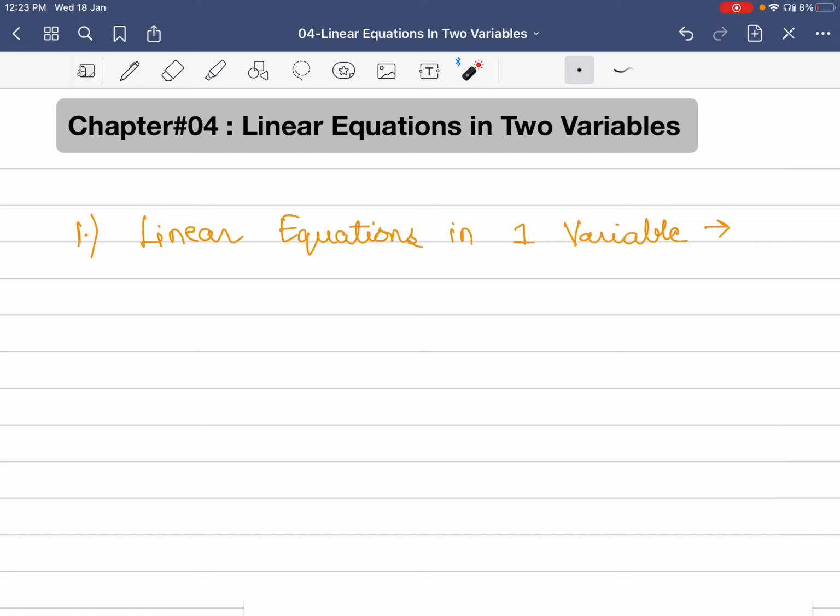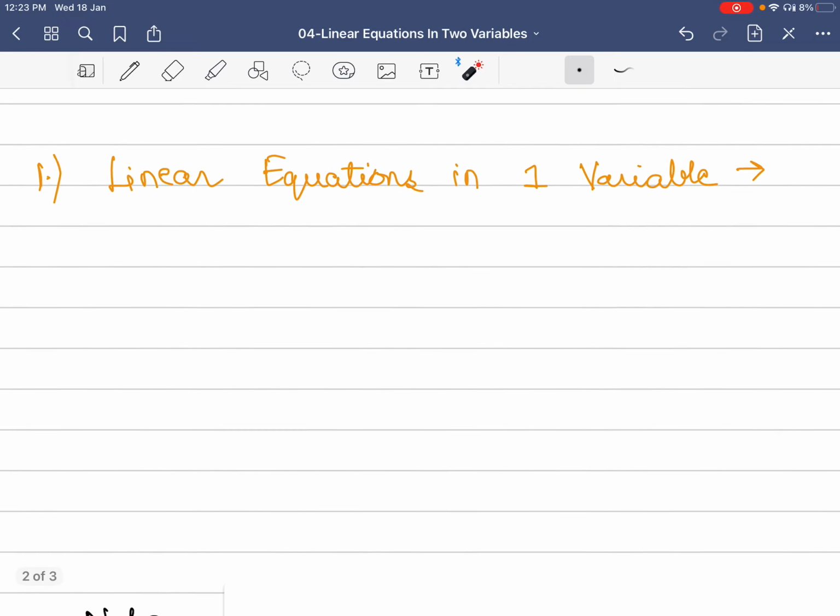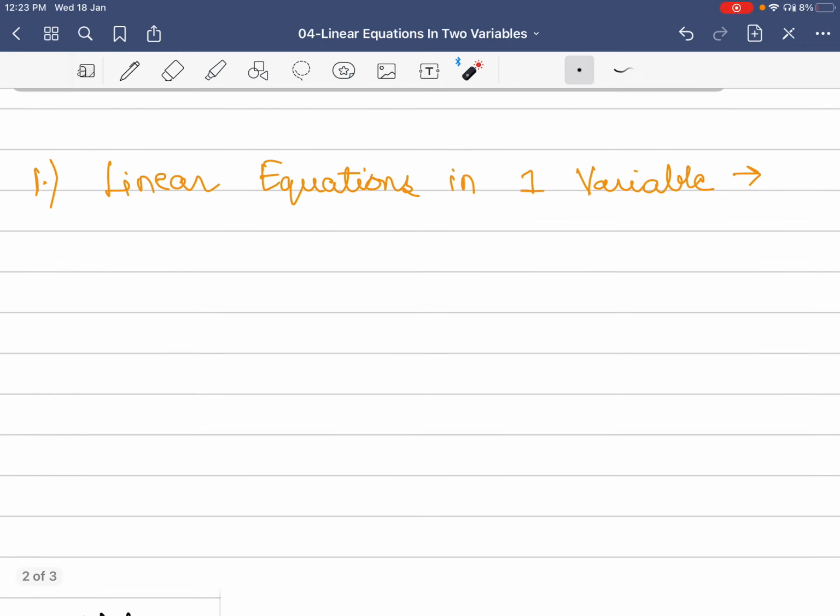So first, let's quickly see linear equations in one variable. We have seen linear equations in one variable in previous standard and how they are also useful in solving certain mathematical problems. So let's take a random example. Linear equations in one variable. Let's say x plus 2 is equal to 3. Is this a linear equation in one variable? Yes, it is a linear equation in one variable. The one variable, which is x, is the one variable which is unknown in this equation.